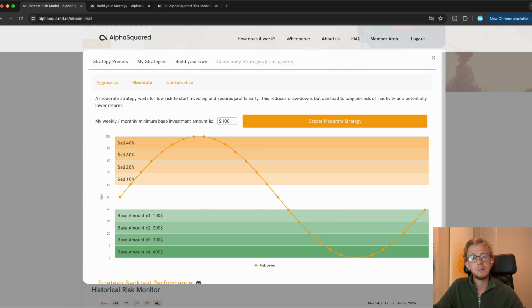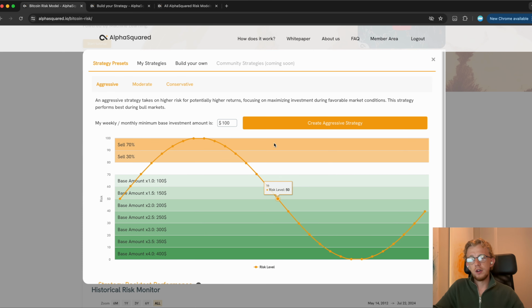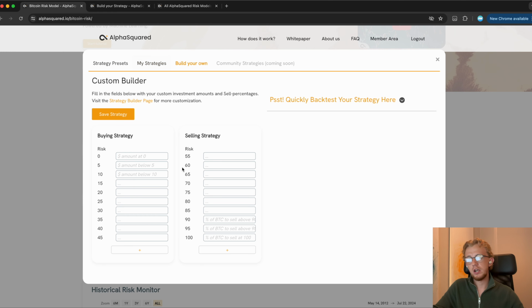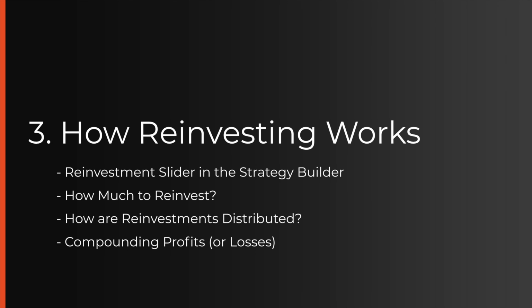If price and risk keeps rising, great, you have a bunch of BTC left to sell. If price and risk falls, great, you just took some profits. There's no predictions involved, and it does wonders for your peace of mind. Just like with buying, you can choose a strategy that matches your risk tolerance, or you can define everything yourself in here or in the strategy builder.